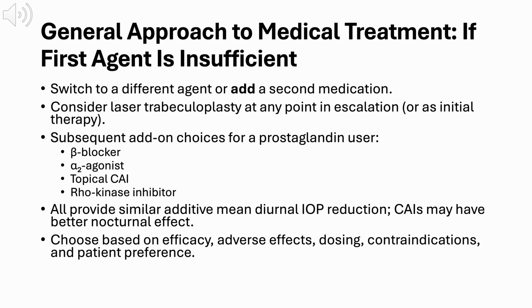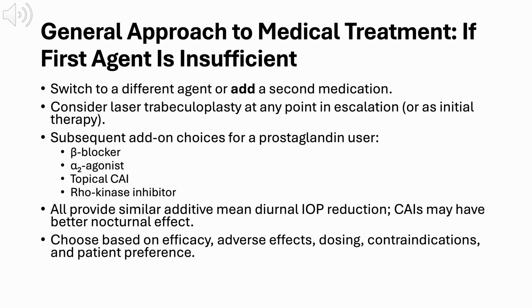If the initial drop isn't controlling pressure adequately, the next step depends on the response pattern. If there's minimal effect, it's reasonable to switch to a different class. But if there's partial benefit, the more efficient option is to add a second medication with a complementary mechanism. At any point in this escalation process, laser trabeculoplasty can be considered, either as an adjunct or even as an initial therapy, especially for patients struggling with adherence or systemic contraindications to drops.